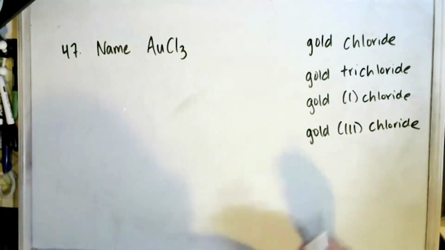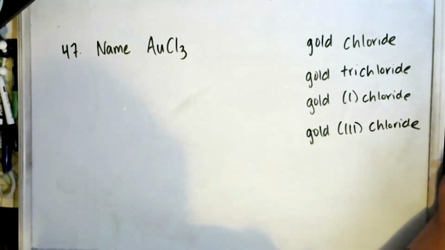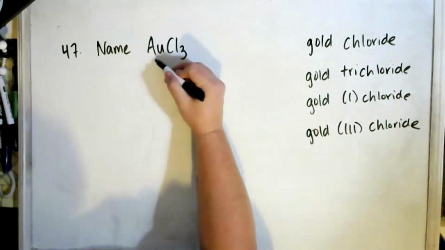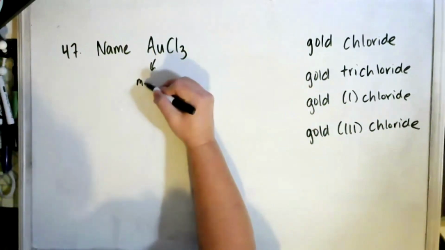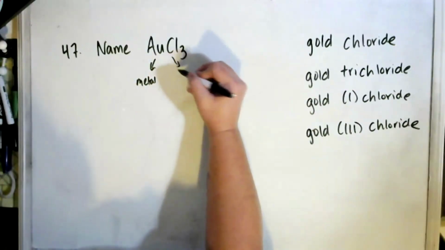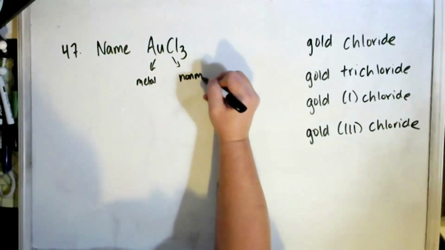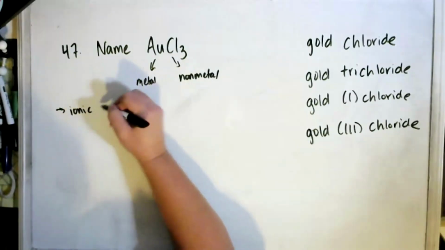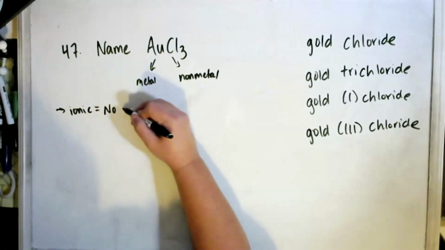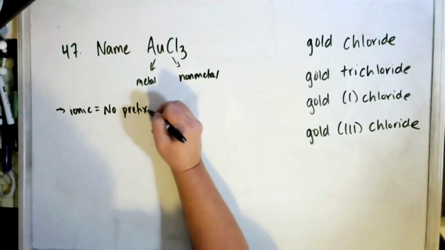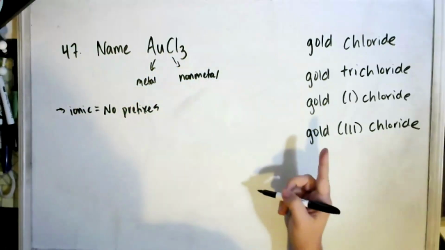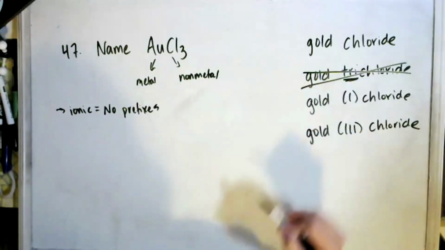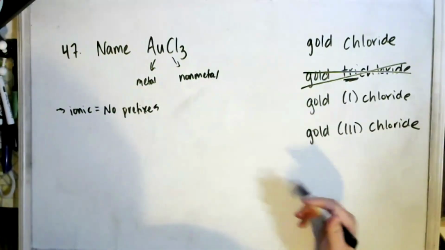We're going to go through the same set of steps we talked about before. First question you ask yourself, is this ionic or is it molecular? We know that gold is a metal. Chlorine is a nonmetal. So right away, we know that this is ionic, and ionic means no prefixes. And so we're going to go over to our list of answer choices, find the thing with the prefix in it, cross that out. No good.